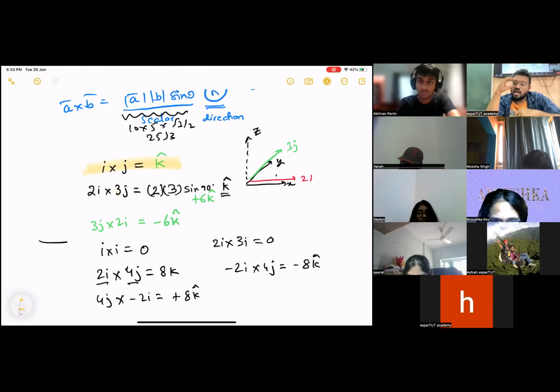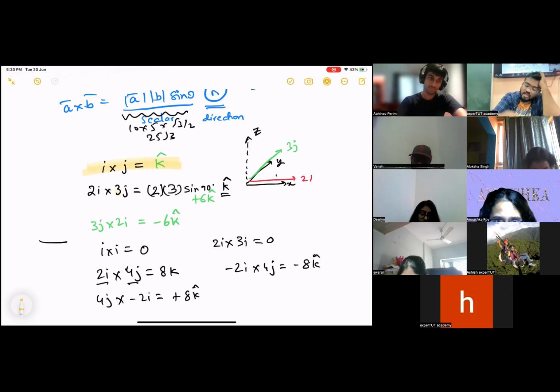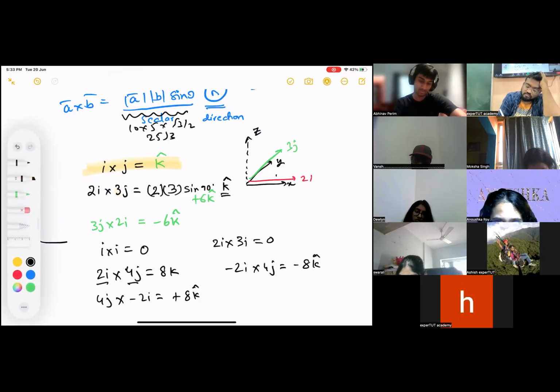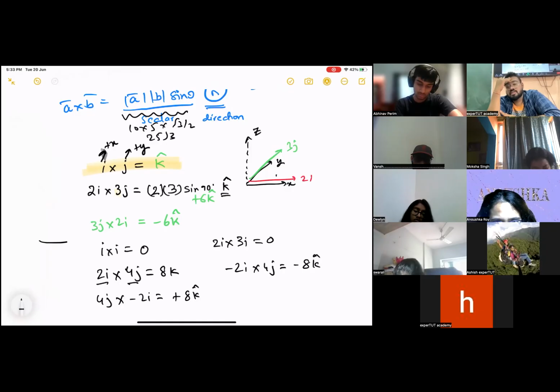i cross j, basically the vector product, is the magnitude of the first into the magnitude of the second into the sine of the angle, and then into a direction which is perpendicular to both of them. So which direction is perpendicular to both x and y? This is i and j, right? So i is in which direction? i is in plus x, right? j is towards plus y. So which direction is perpendicular to both plus x and plus y? The z axis. That is k cap, okay?